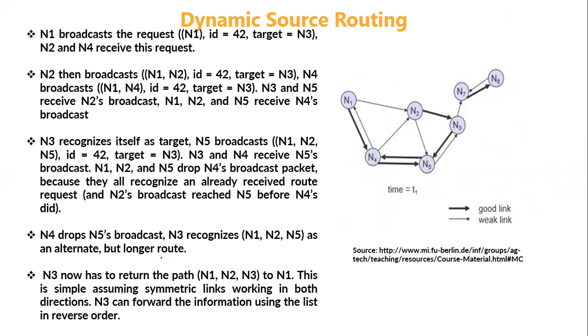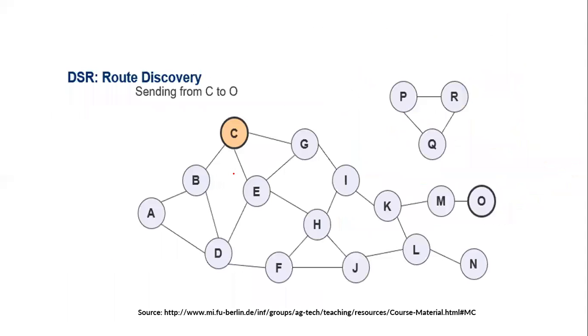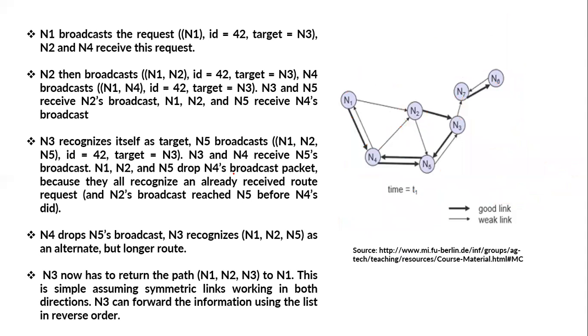Now the return path also can follow the same thing, but this is applicable only in case of symmetric links. If it is an asymmetric link, this way it won't work. Then the path from N1 to N3 is okay, but N3 should identify its own path. If N3 wants to reach N1, then again it should broadcast, like how N1 does. This diagram is basically for asymmetric links.